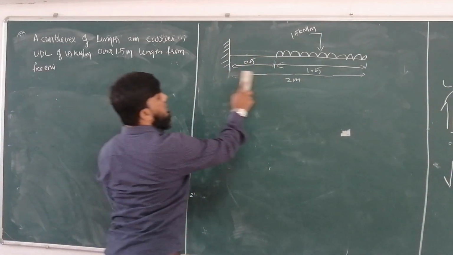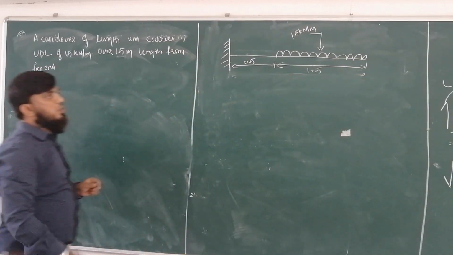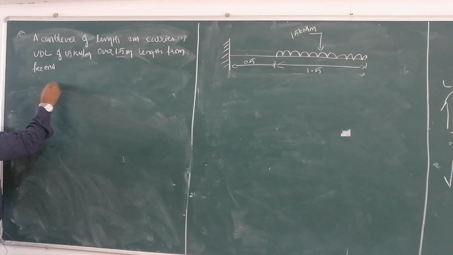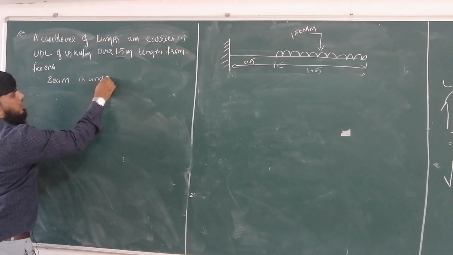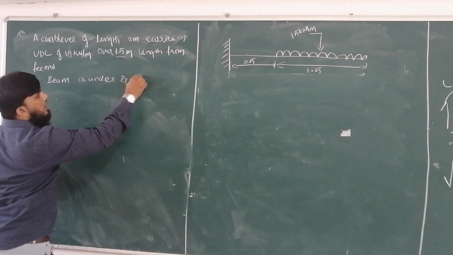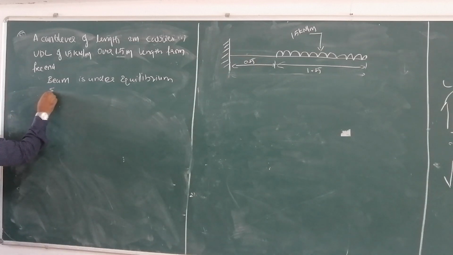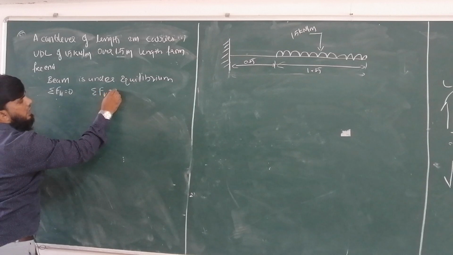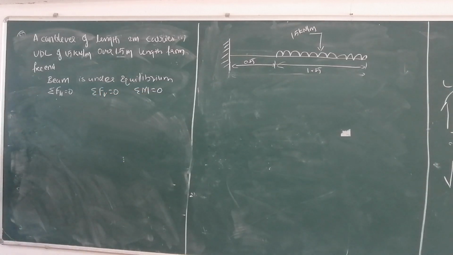Whenever a problem is given, what is the way you have to solve? The first thing you have to do is take the beam as under equilibrium. When you are solving a shear force bending moment diagram, the first thing you take is that the beam is in equilibrium. So when it is in equilibrium, we know the summation of horizontal forces should be equal to 0, the summation of vertical forces should be equal to 0, and the summation of moment is equal to 0.